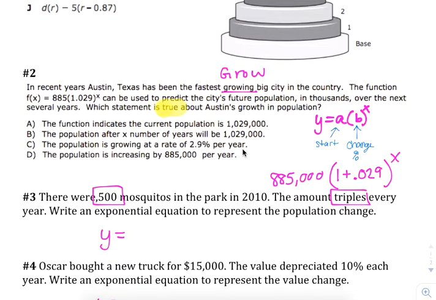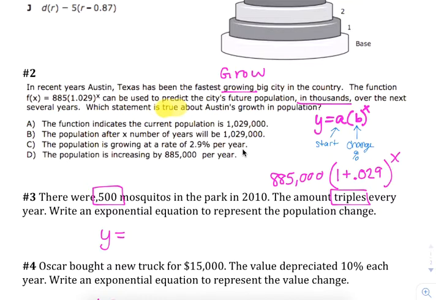I look at it, I notice it says in thousands. So I rewrote this problem to say 885,000 is my starting number. And I kind of separated that decimal out so that you know it's bigger than 1. It's one whole plus that decimal amount, okay? So we are growing. I have a number bigger than 1. Let's see which one makes sense.